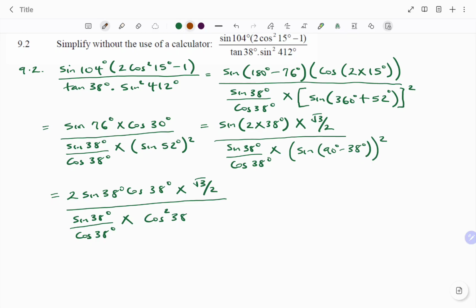So therefore, simplifying now, I have 38 cos 38 divided by cos 38, and the square cancels out. Then the cos 38 will cancel the one in the numerator. Then I have sine 38 degrees dividing sine 38 degrees. Then I have my 2 dividing 2. So what I'm doing is taking out common factors at the top and at the bottom. And what I'll be left with is square root of 3.